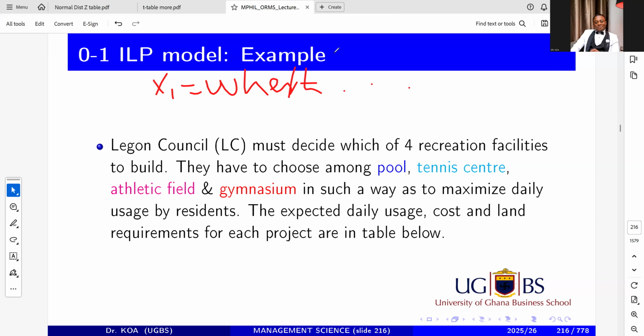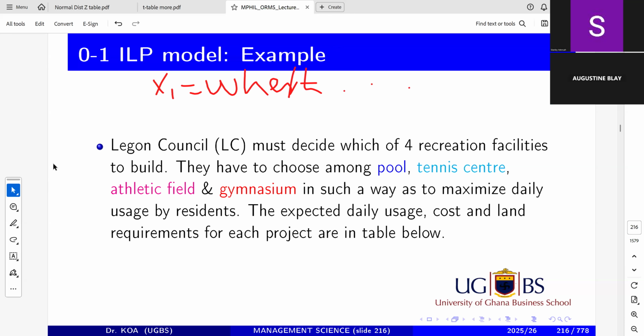If you don't understand, ask. These are what you guys do when you're at home. You don't get so much concentrated, and then you say that the course is hard. It's because you are not participating and asking the questions. Yeah, Augustine.